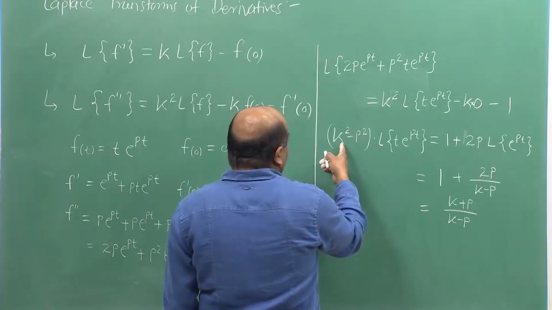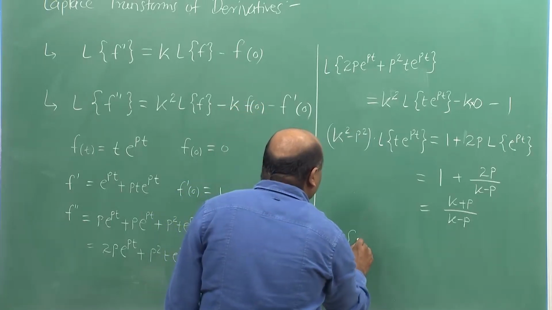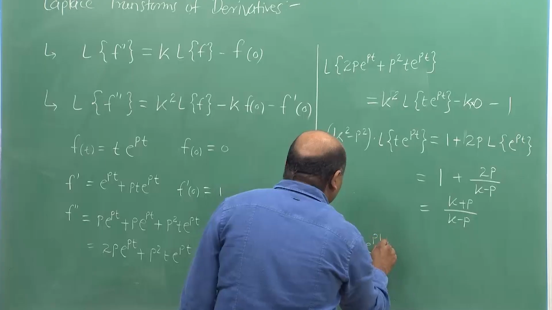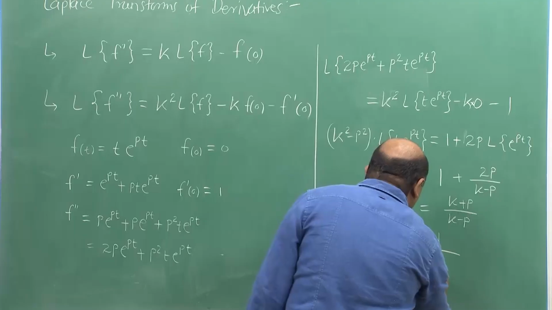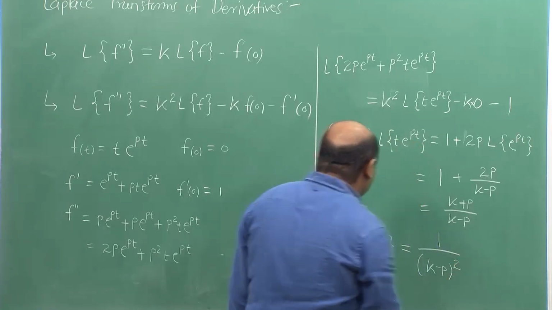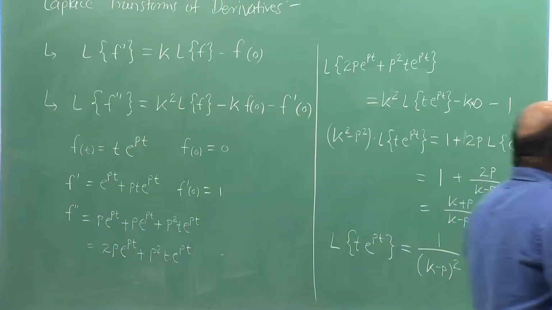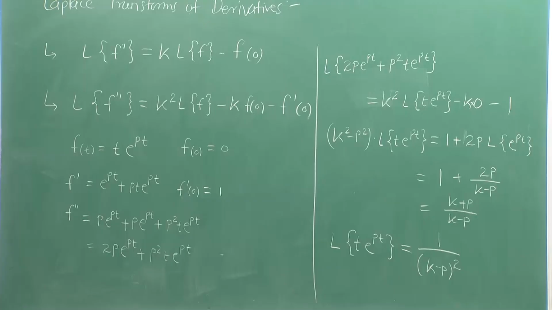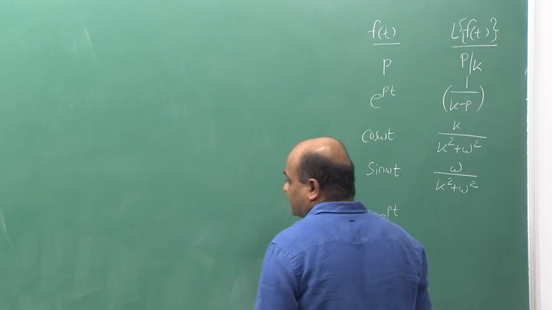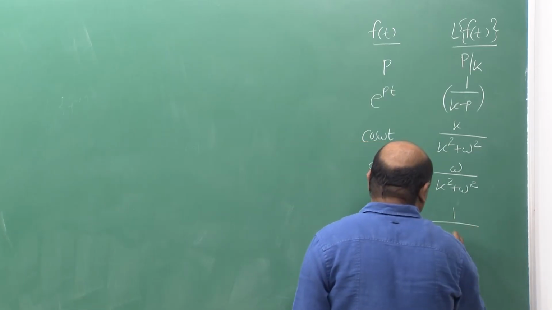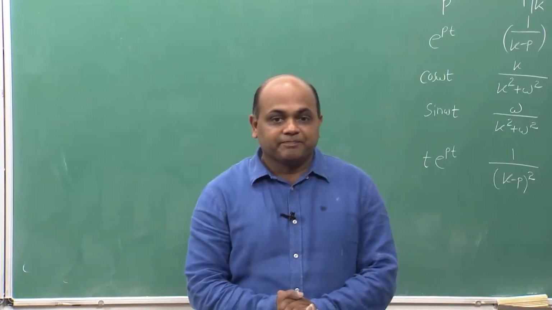If we write this as k minus p times k plus p, they will get cancelled, and so we get Laplace transform of t times e to the power pt should be equal to 1 over k minus p square. Okay. So, we can write another formula here, Laplace transform of t times e to the power pt as 1 over k minus p square. I will stop here today.